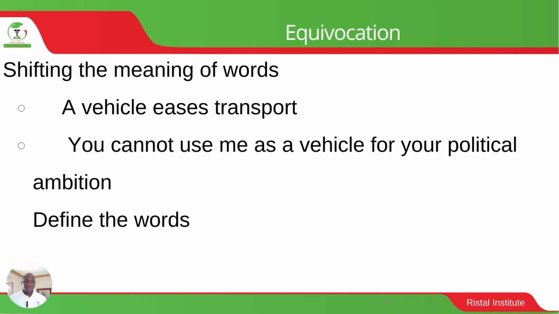Equivocation is confusing people using words that have more than one meaning, and then you play around with the meaning of that word. So, for example, the word vehicle. Of course, we know a vehicle can be used for transport. So, a vehicle is transport. And then someone would tell you, I don't want you to use me as a vehicle for your political ambition. So this actually means that these are two statements that may not necessarily be related. You're using the word vehicle to confuse people around.